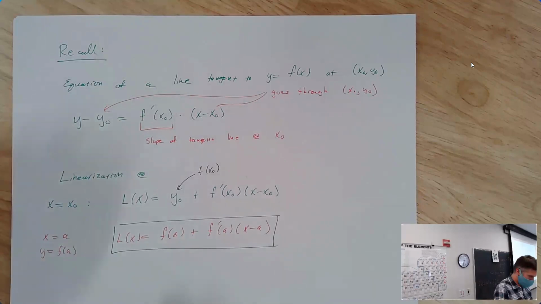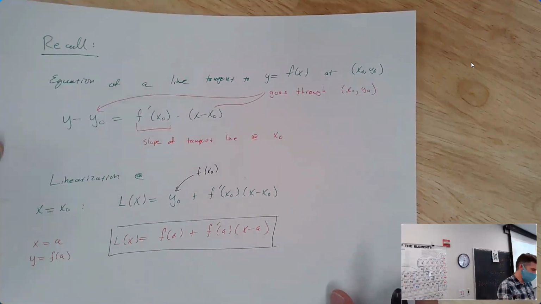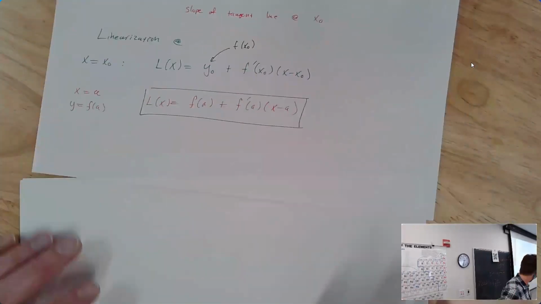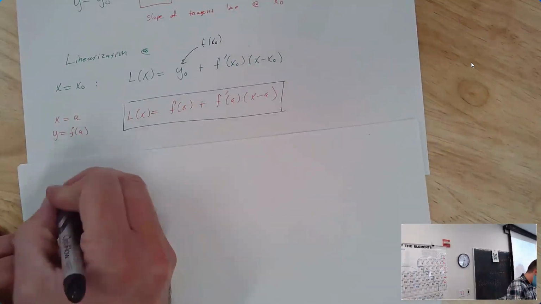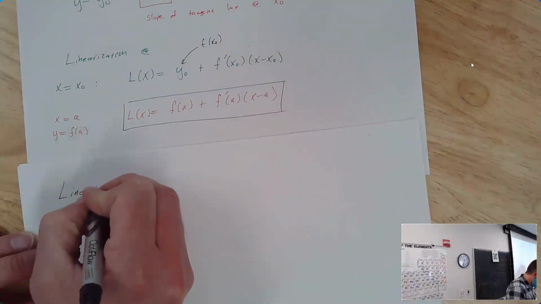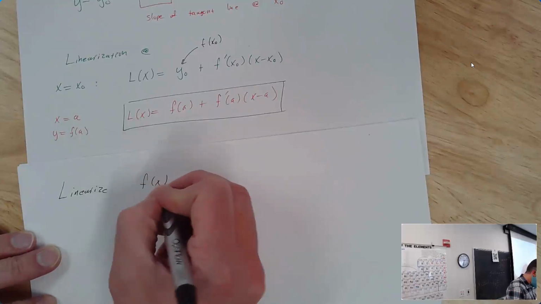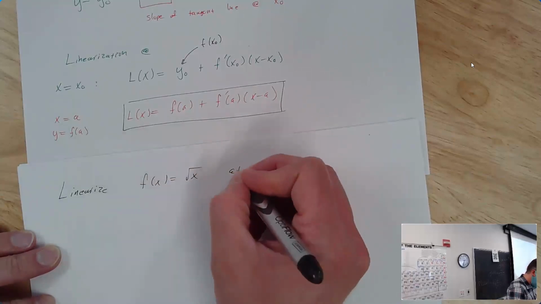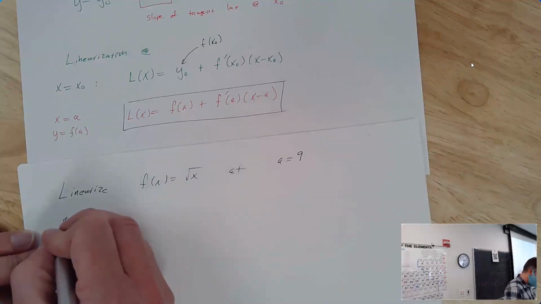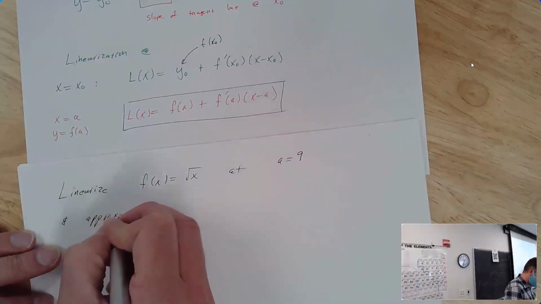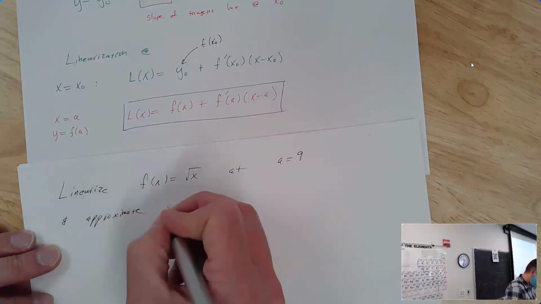So we could do that. Sure, let's do that. There's a lot of things you can use linearization for. One of the things we would use linearization for is something like this. Let's linearize the function f of x equal to the square root of x at a equal to 9, and then use it to approximate the square root of 8.